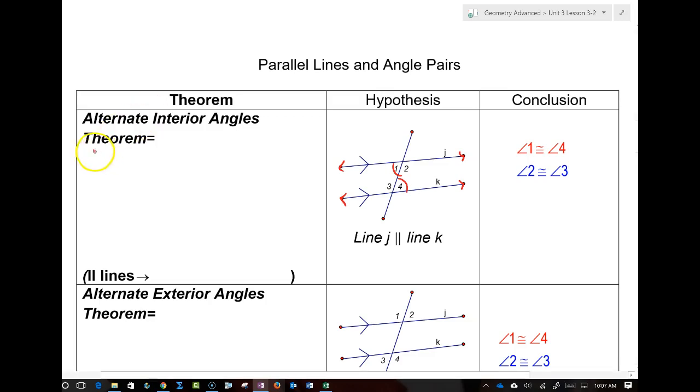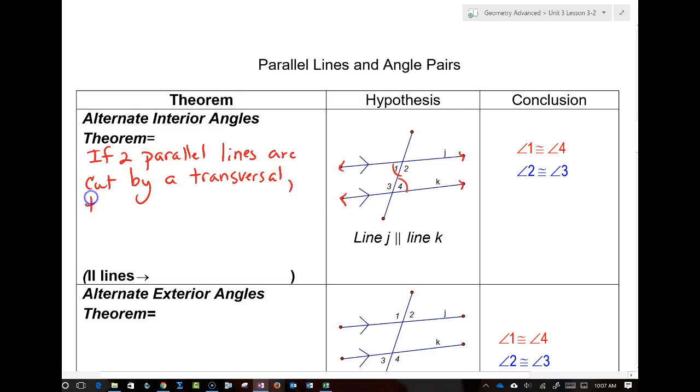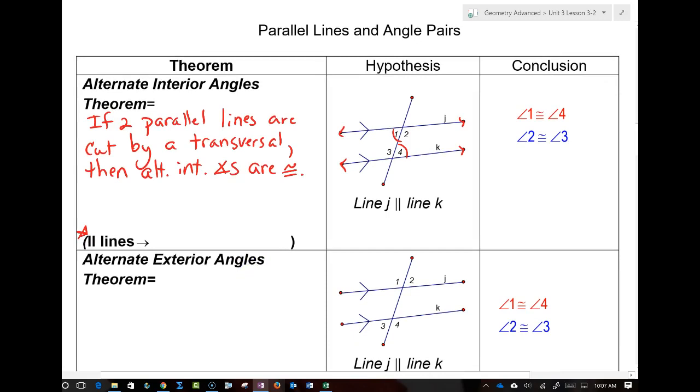So let's write this one down. If 2 parallel lines, and you could use the parallel symbol instead of writing out the word parallel if you want, are cut by a transversal, then alternate interior angles are congruent. If 2 parallel lines are cut by a transversal, then alternate interior angles are congruent.